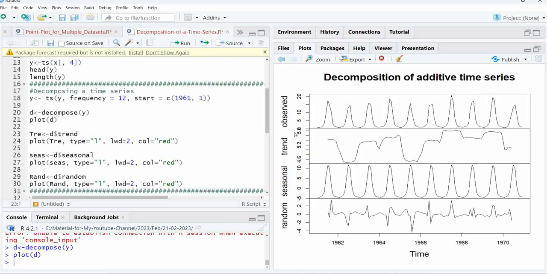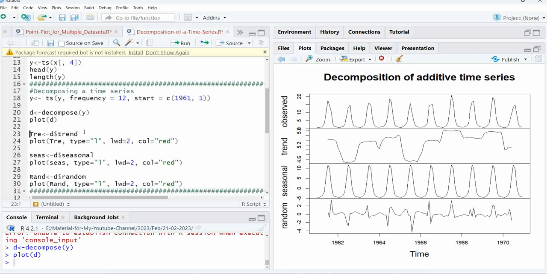So there are four graphs. One is the observed data graph, and then the trend. The second graph is trend. The third one is seasonal, and the fourth one is the random component, the irregular component. So you can see like this.